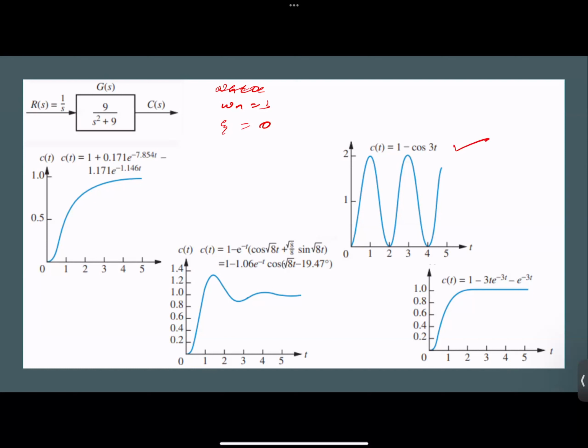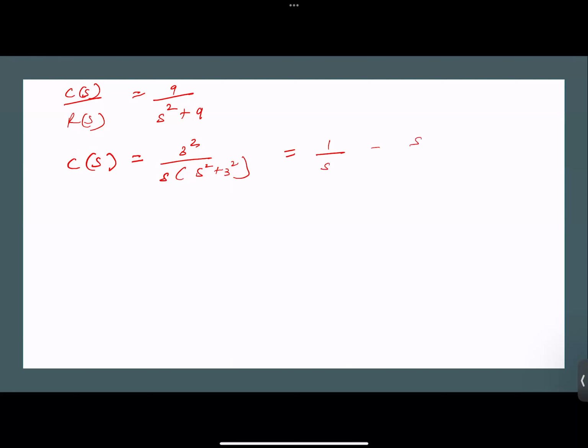But how do you go about doing it analytically? Follow the same process. C of s by r of s is 9 by s square plus 9. So C of s is 3 square by s into s square plus 3 square. And if you take partial fractions, you get 1 by s minus s by s square plus 3 square. You split it up, okay?